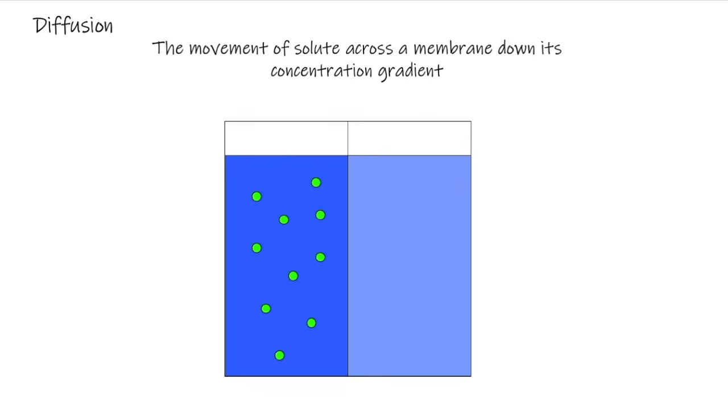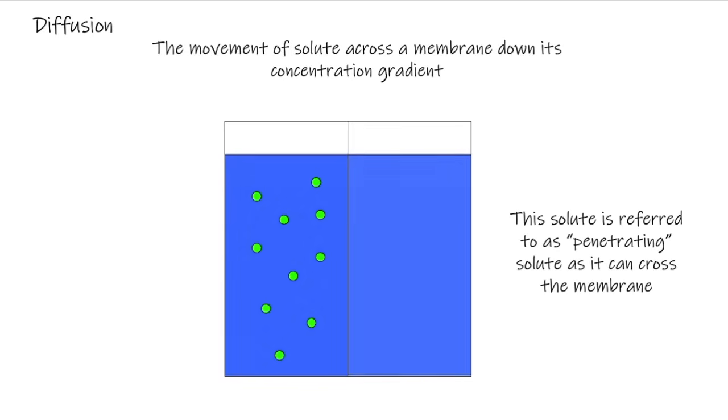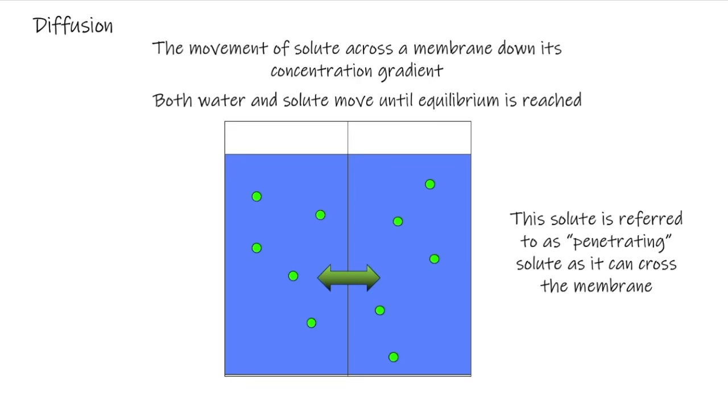As we discussed in our first lecture, diffusion is the movement of a solute across a membrane down its concentration gradient. In this diagram, I've shown two compartments separated by a membrane. Initially, a solute is more concentrated on the left. We refer to this solute as a penetrating solute because it can cross through the membrane. I'll stipulate that this membrane is permeable both to the solute and to water. Movement will occur from left to right until equilibrium is reached. At this point, there are equal amounts of solute on either side, and no further net movement will occur. Note that as in this example, there's no net movement of water.